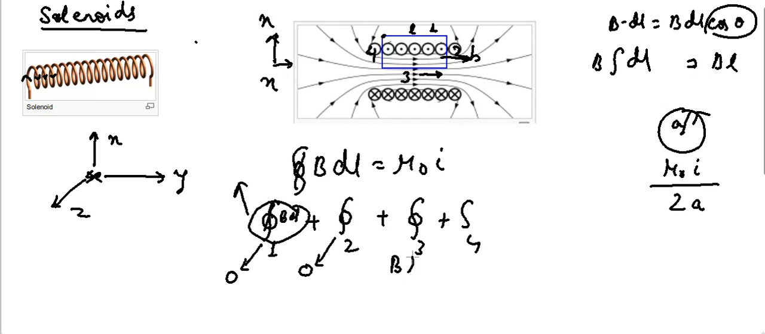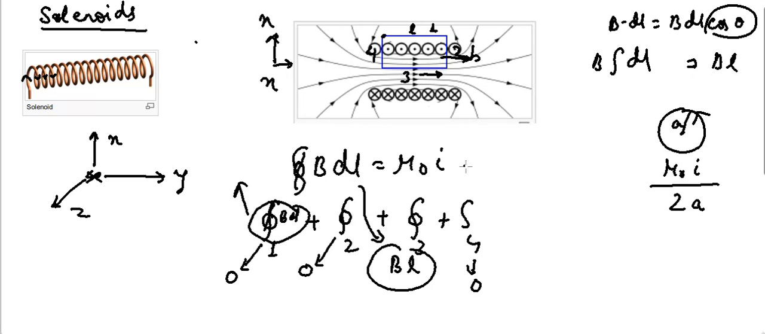The third term evaluates to BL, and the fourth term, like the second side, has the magnetic field going perpendicularly inside, so because the magnetic field is perpendicular, this fourth term is also 0, like it was 0 in the second term. So the left hand side now becomes just BL, the total is BL.